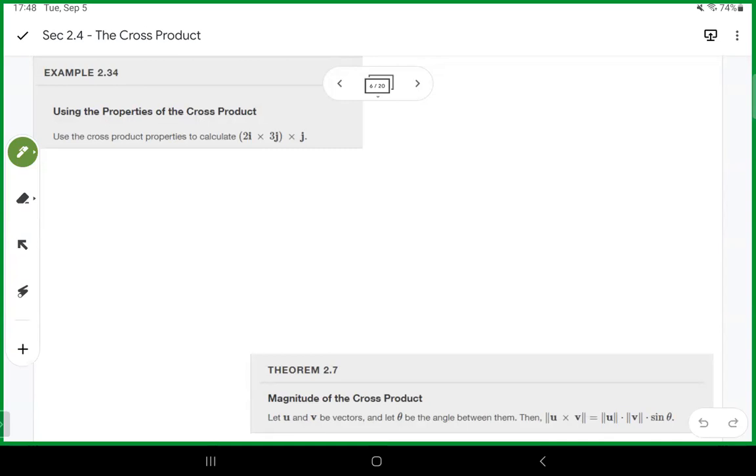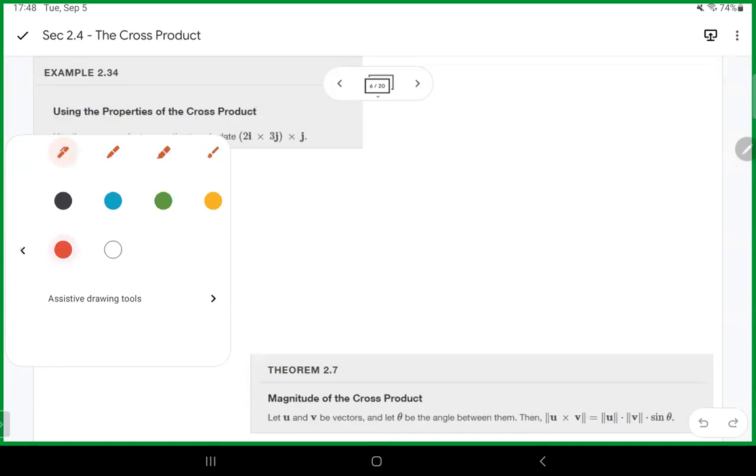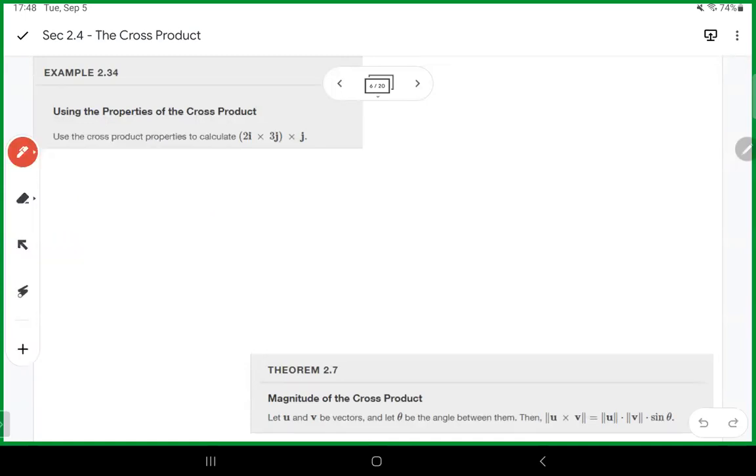All right, so the next part is we're going to use the properties of cross product. So it says use the cross product properties to calculate 2I cross 3J cross J. And you guys can tell me if there's any color choices that I'm using. If it doesn't work for you, just let me know, and I will try to stick with those colors that you can see.